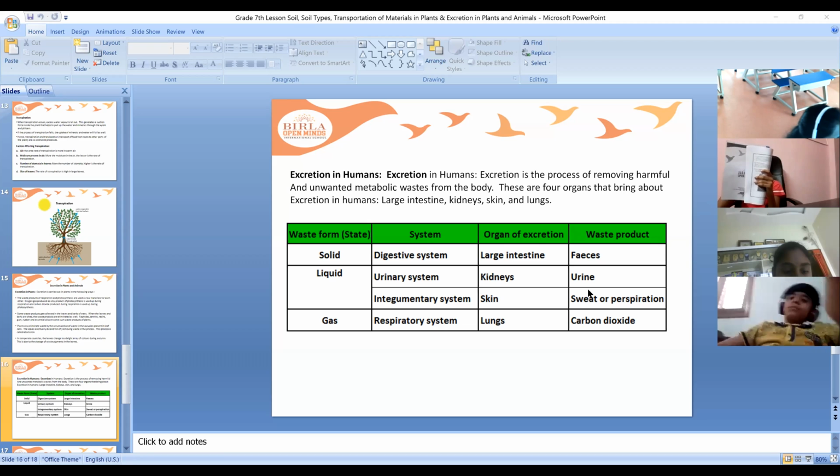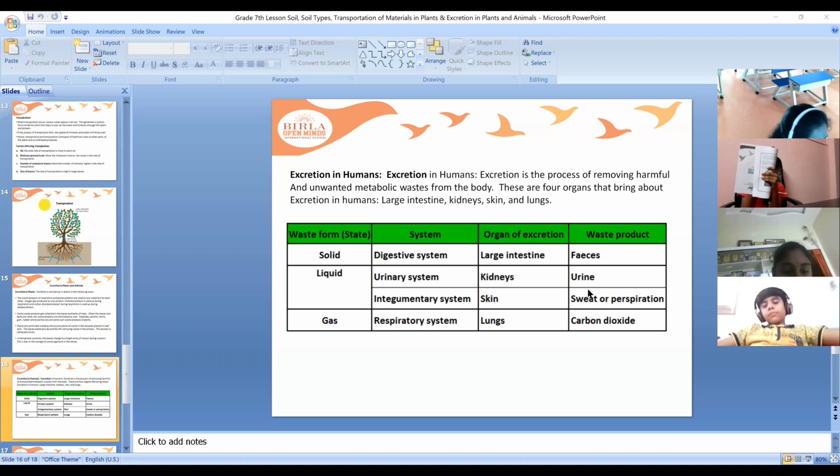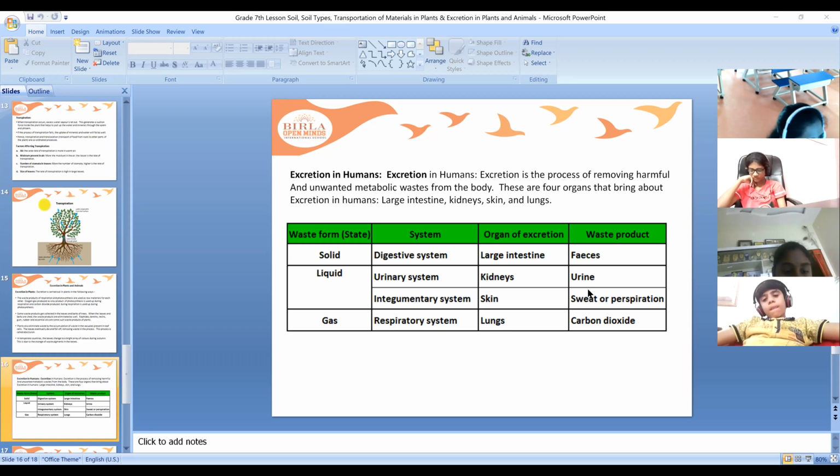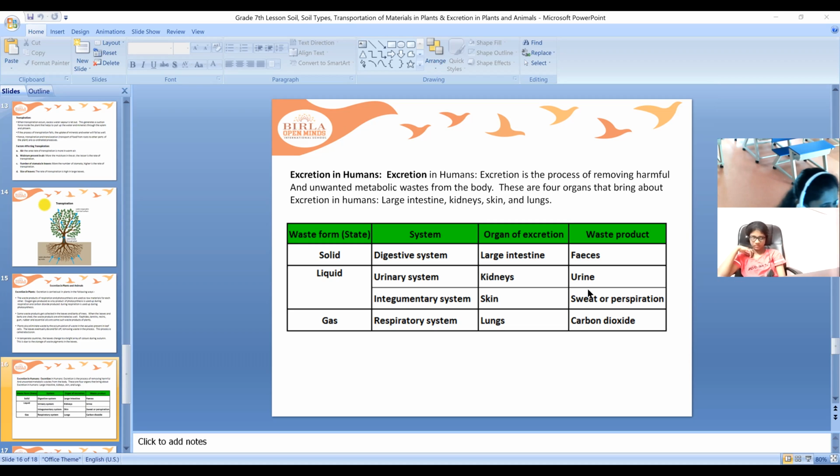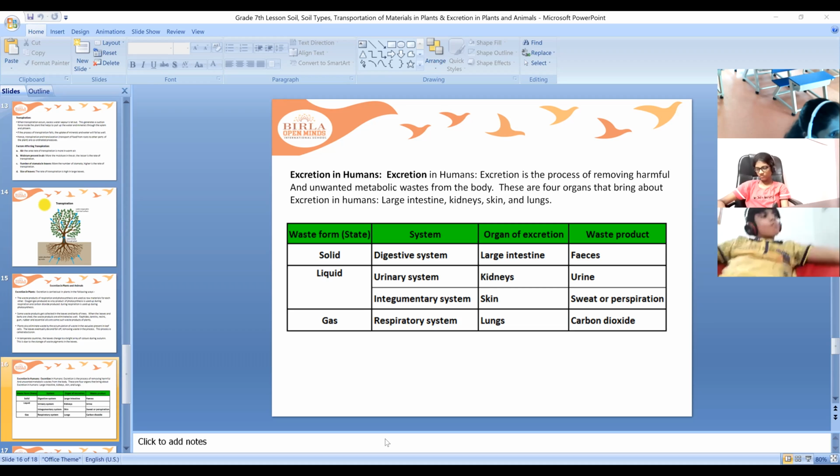So the system which is helping them is the digestive system. The solid waste is being eliminated out from the digestive system. The organ through which it is eliminated is the large intestine, and the waste product is feces. And the liquid material which is being eliminated out through the urinary system, and the organs which are helping them are the kidneys.